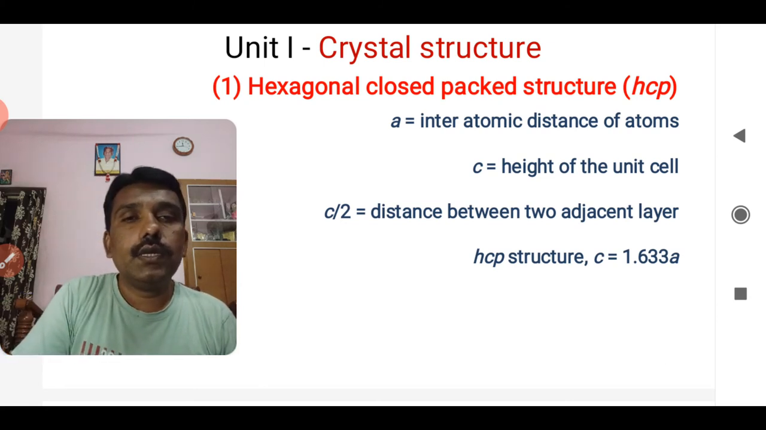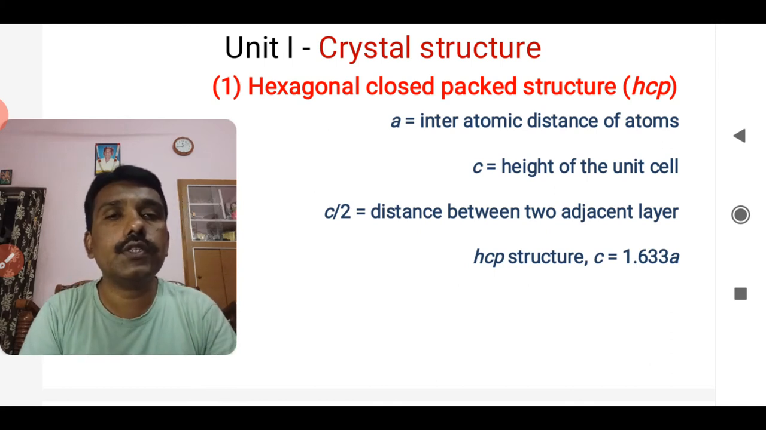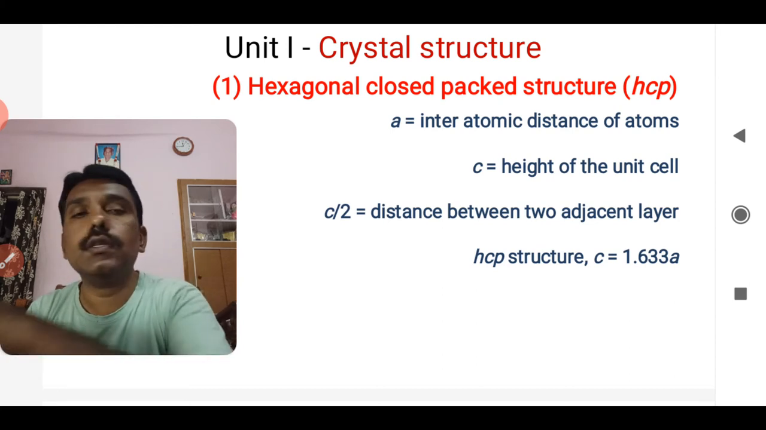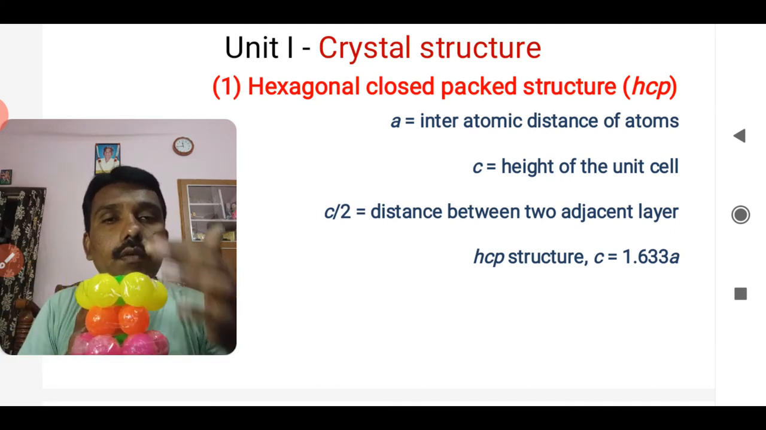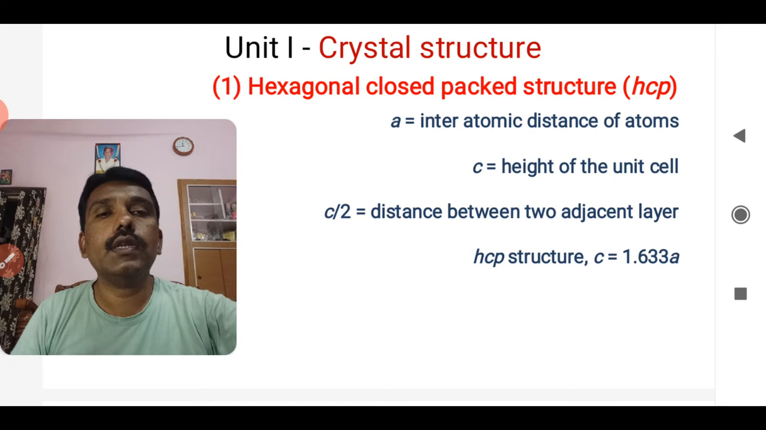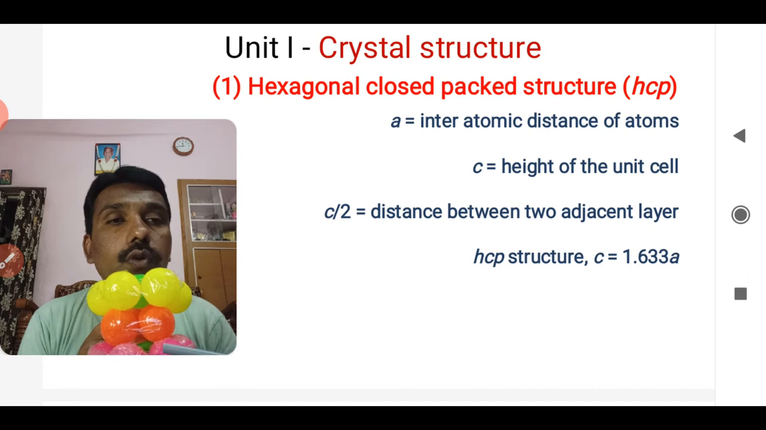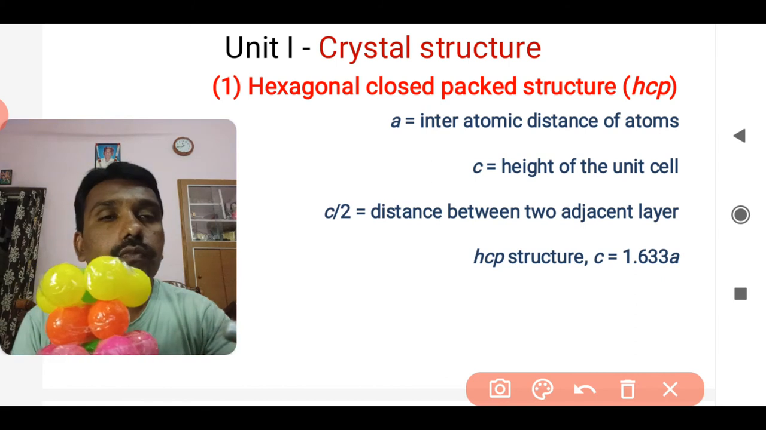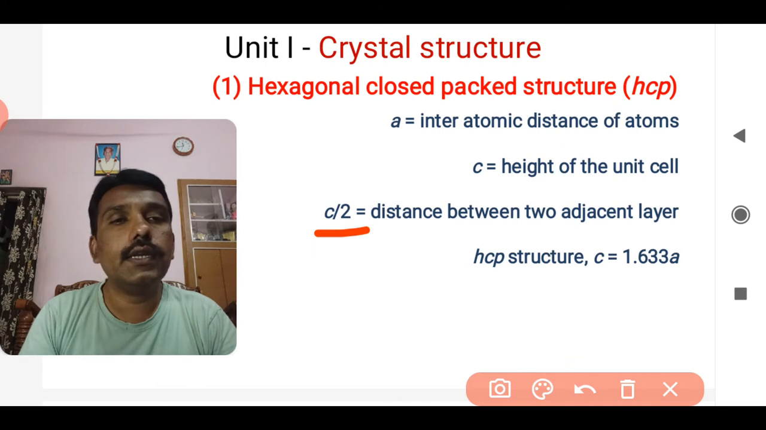C is the height of the unit cell, and if I want to find the distance between two adjacent layers, that means I am talking about the distances between the layers. This is B, A, B. Once again, these distances are calculated from the interatomic distances, which play an important role, and the height of the unit cell C is represented in this fashion also. So C by 2 is the distance between the two adjacent layers.